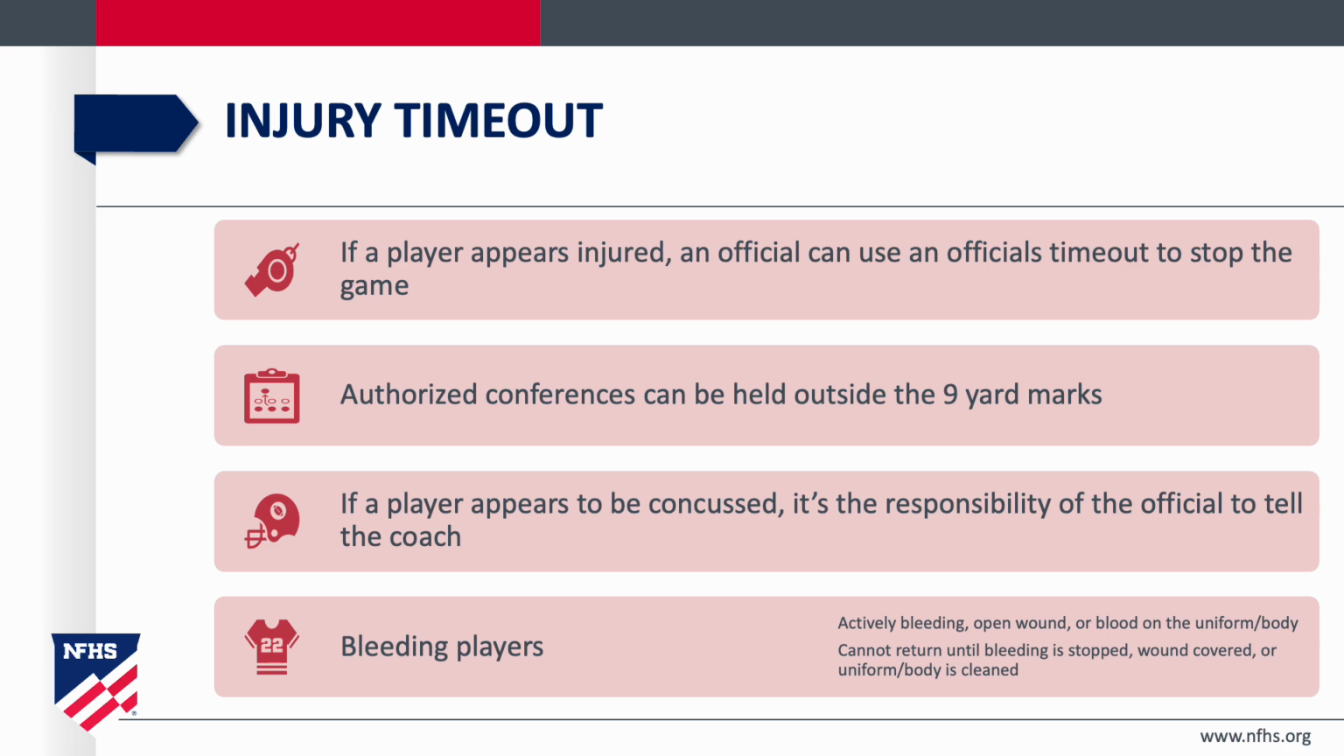Finally, if a player is actively bleeding, has an open wound, or has blood on the uniform or body, the player must be sent off for at least one play or until the problem has been corrected. In order to return, the bleeding must be stopped, the wound covered, or the uniform properly cleaned. The uniform does not have to be spotless. As long as the coach confirms that it was clean, that's all we need.